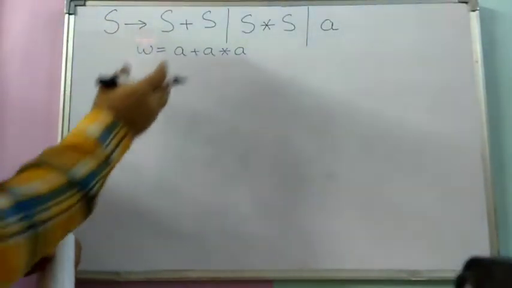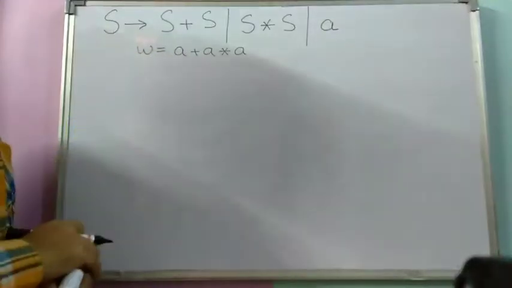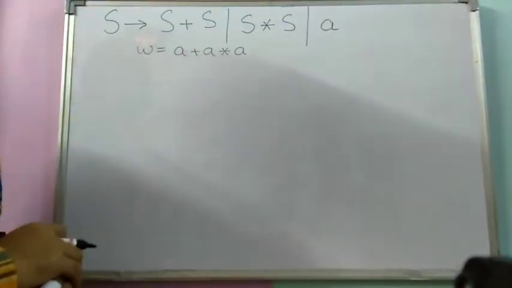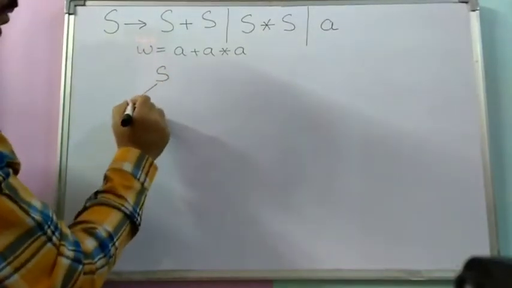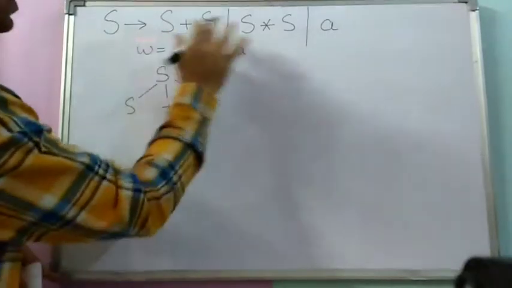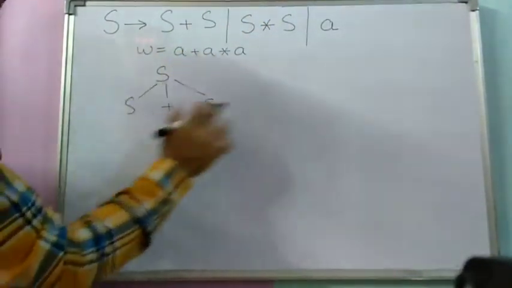So we wish to generate this word in two different manners so that we can show that this word is ambiguous and the whole grammar is also ambiguous. Okay. So let us start. From S, we will apply S plus S. This one, because all these are applicable. So S plus S, we want a plus here, so that's why we have used it.